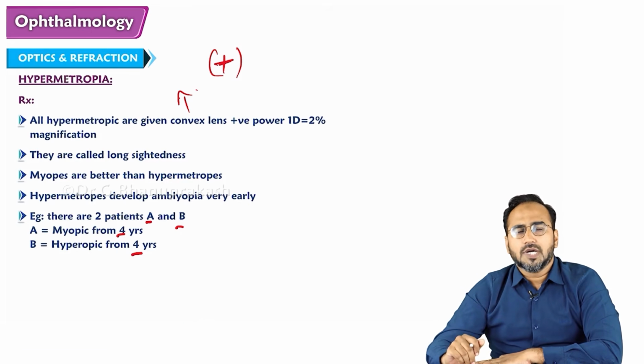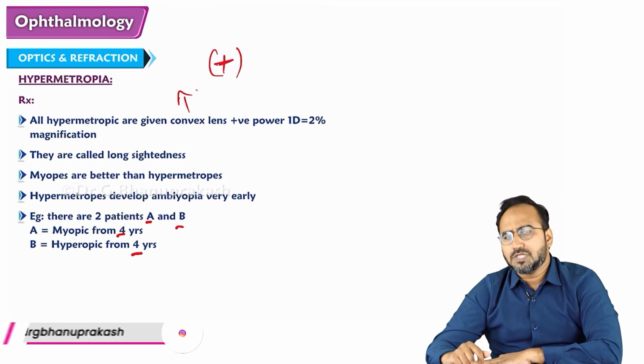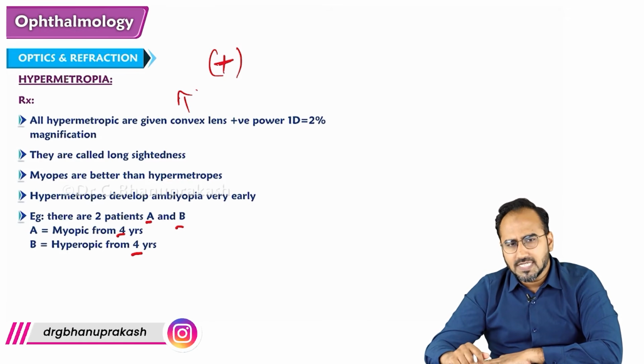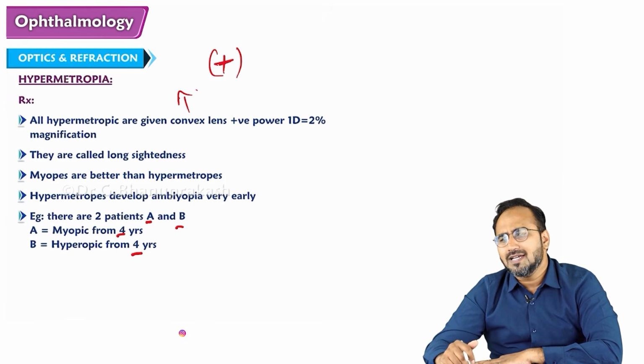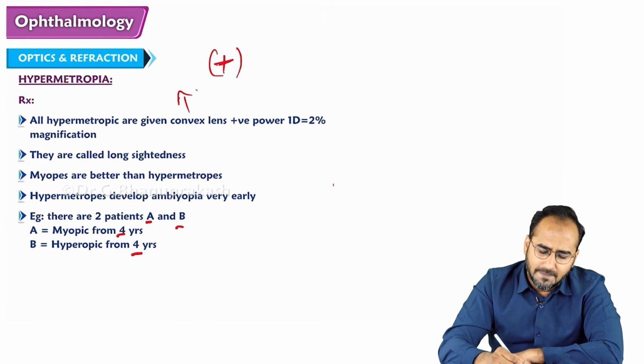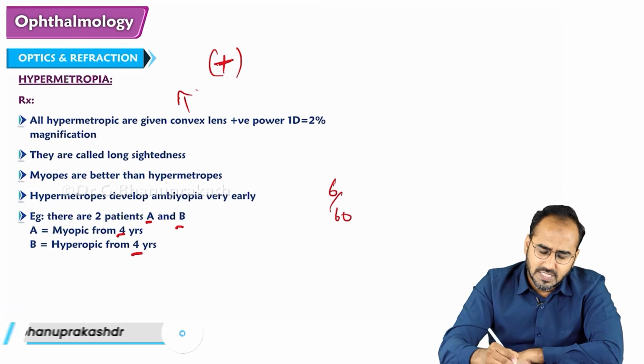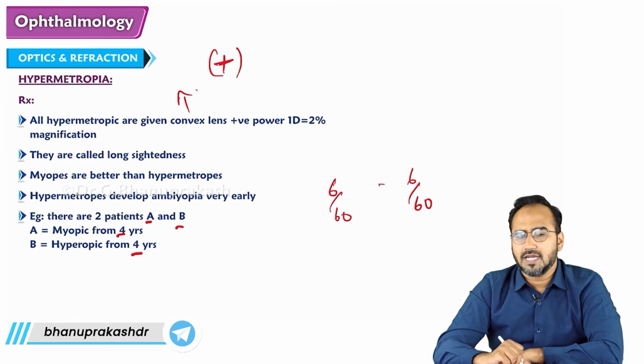They both come to your clinic. You give glasses to them. Both refuse to wear the glasses. After 1 month, both come to your clinic. You again go for the testing. What will happen to their vision? Their vision is 6 by 60, 6 by 60. Right?